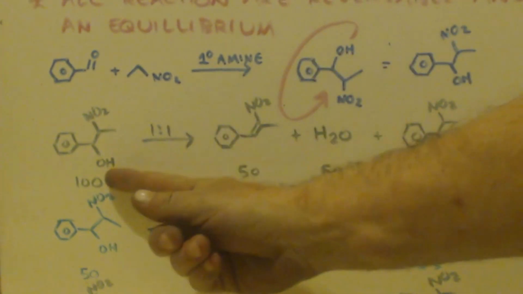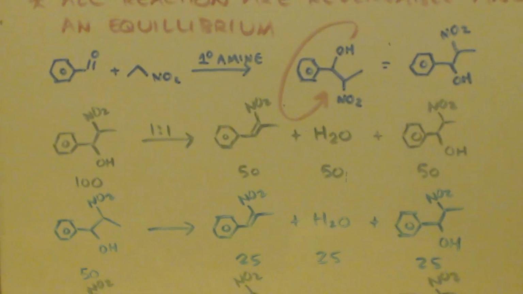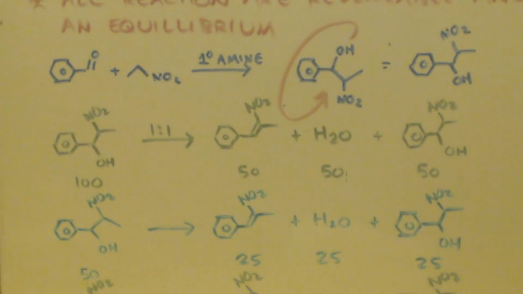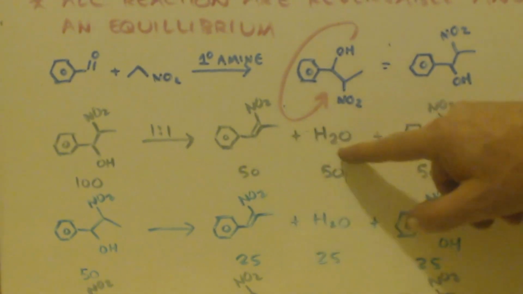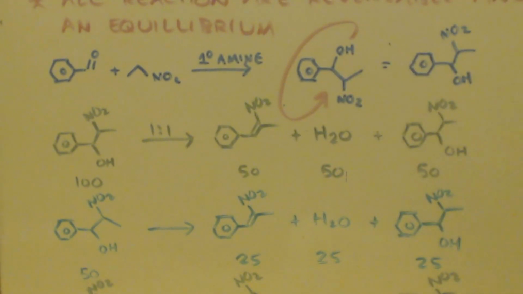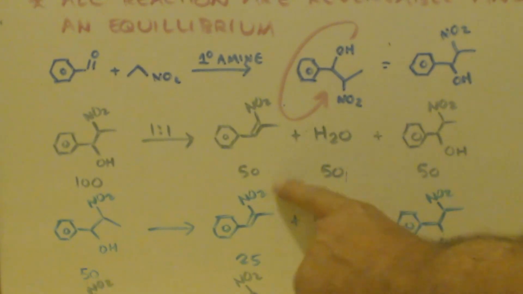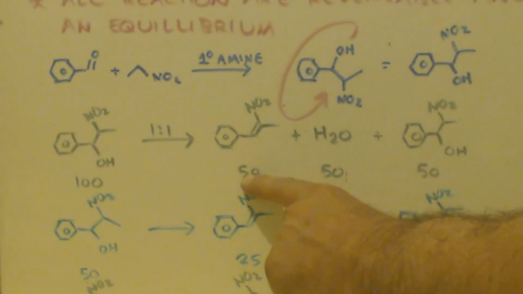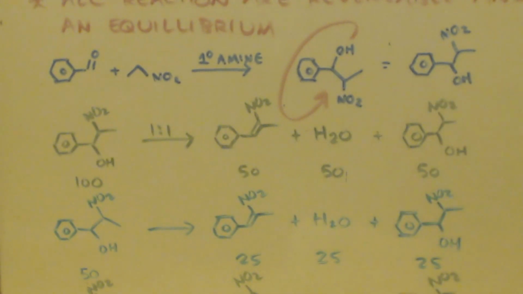Let's do an example. Let's say we have 100 molecules of this. We heat it up with our amine. When half of this turns into the nitropropene that we want, that means half of it is left. It didn't react. For every molecule of this that we make, we make a molecule of water. So these have to be even. We know there's a 1-to-1 ratio, so they'd have to be the same. We started with 100 molecules. If 50 got transformed, then we have 50 left over, right?